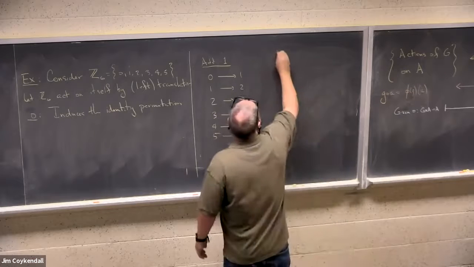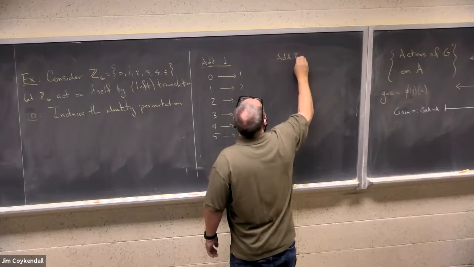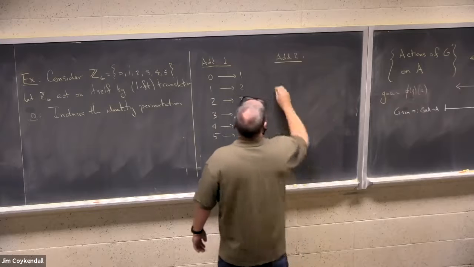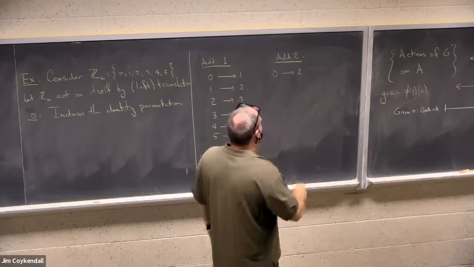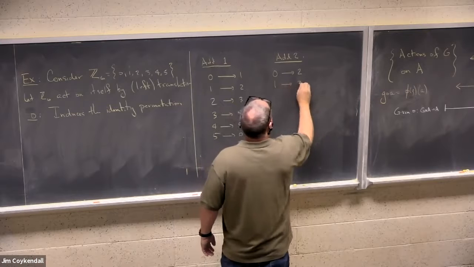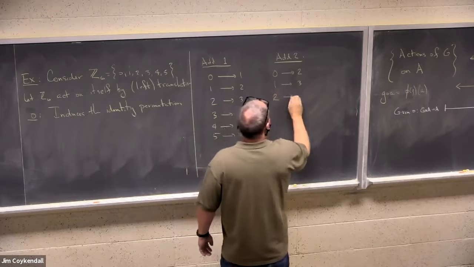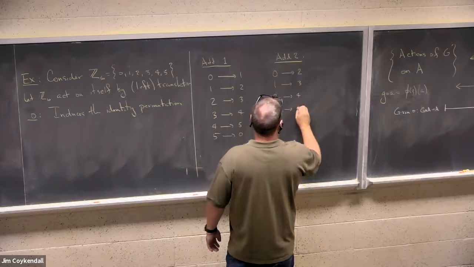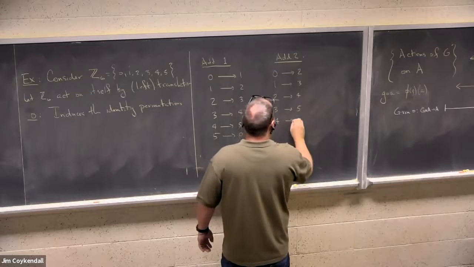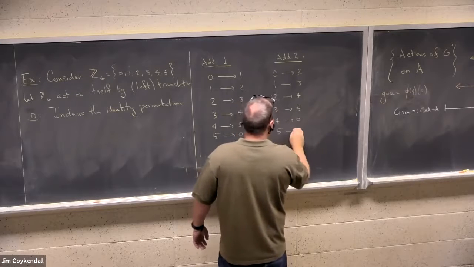What happens if I add 2? It's actually maybe a little more interesting. 0 goes to 2. 1 goes to 3. 2 goes to 4. 3 goes to 5. 4 goes to 0. And 5 goes to 1.